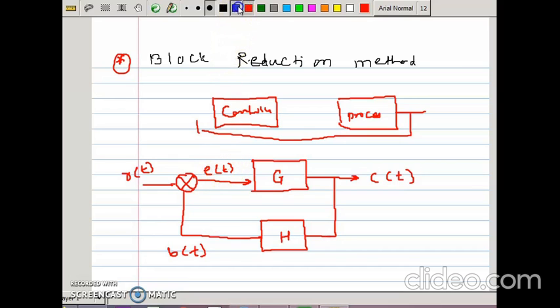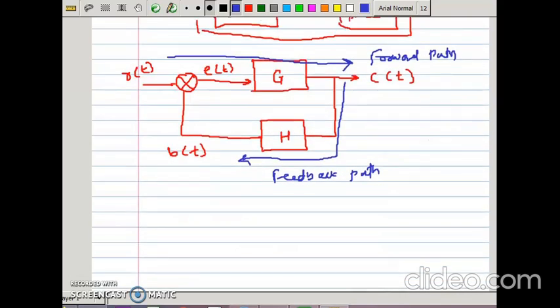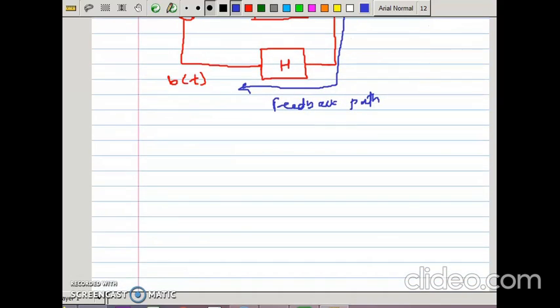Okay, in that, see, from the input side directly to the output side, this is called the forward path. Okay, and this output to input again, this is called the feedback path. Remember this thing. Let's move on to the rules.